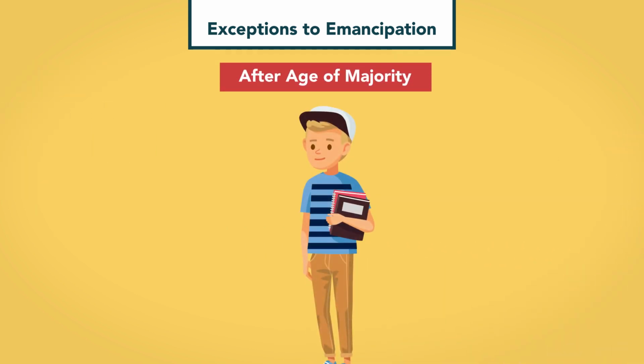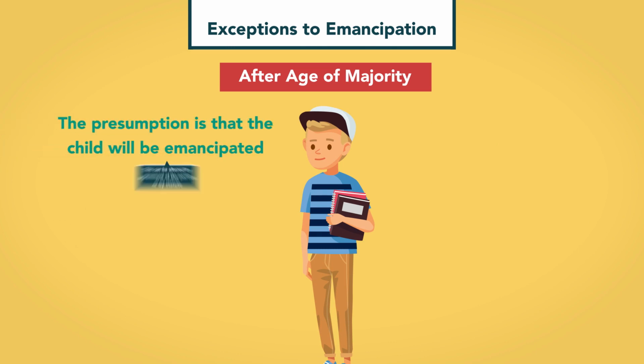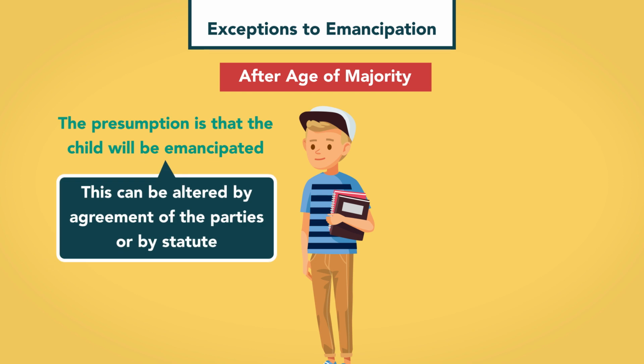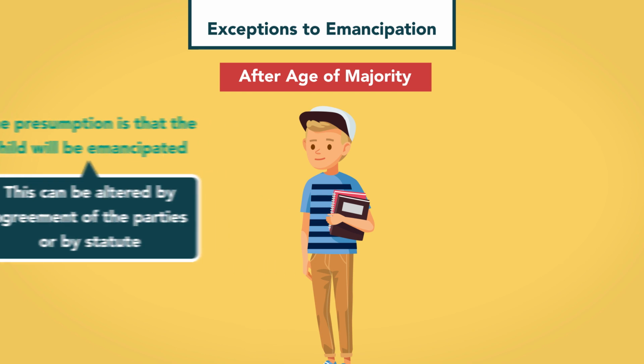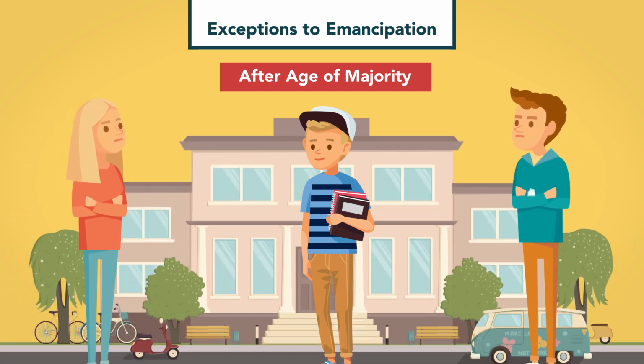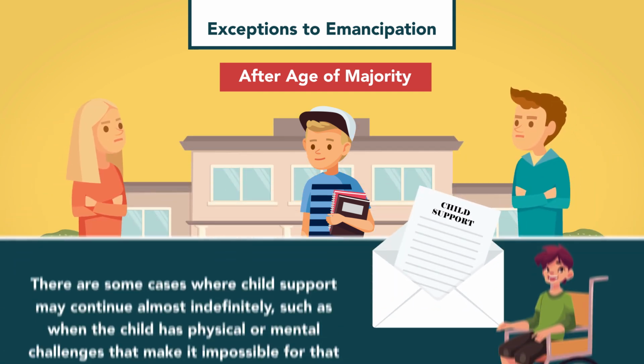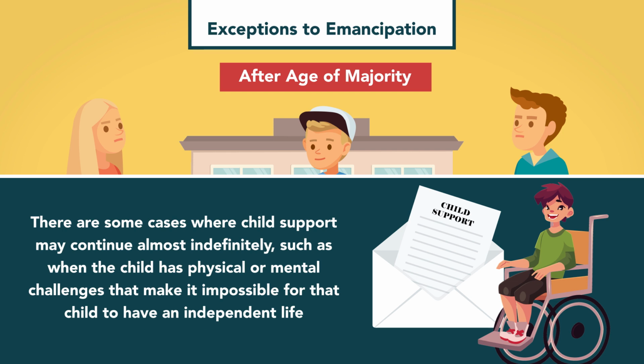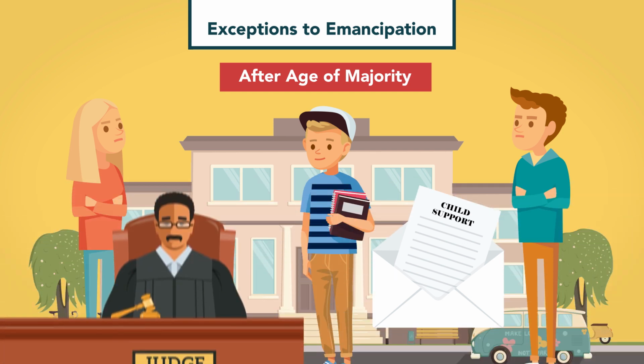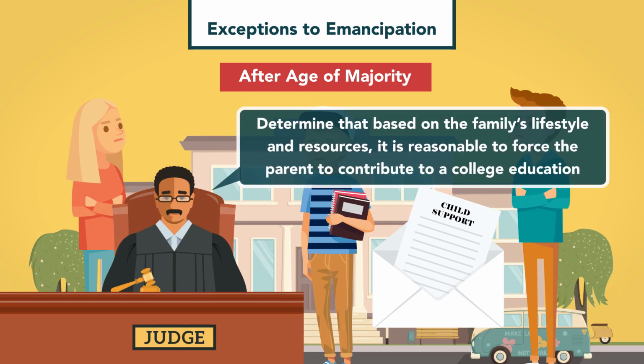After the child reaches the statutory age of majority birthday, the presumption is that the child will be emancipated. However, this can be altered by agreement of the parties or by statute. For instance, child support could continue through the child's college career if the parents agree to that. There are some cases where child support may continue almost indefinitely, such as when the child has physical or mental challenges that make it impossible for that child to have an independent life. A judge may also, for example, determine that based on the family's lifestyle and resources, it is reasonable to force that parent to contribute to a college education.